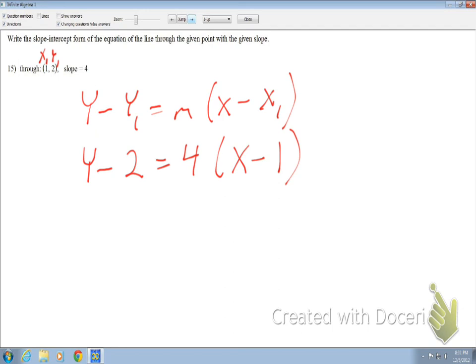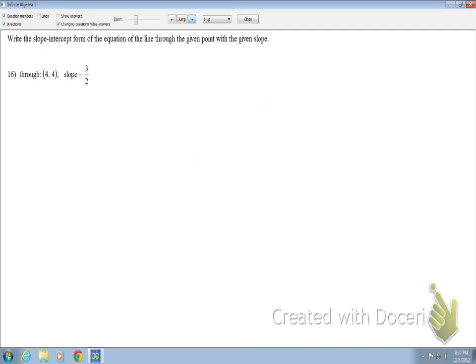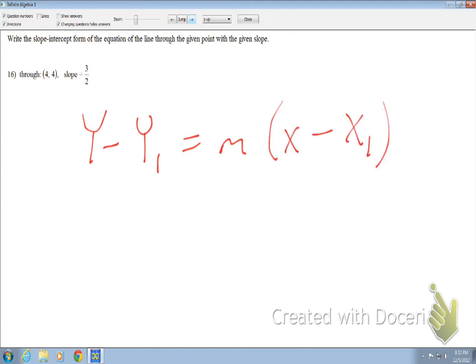That leaves one more problem for us, problem number 16. And sure enough, these problems got generated, so the x and y values are the same. So y minus y1 equals the slope times x minus x1. y minus 4 equals 3/2 times x minus 4. Just plugging in the values.